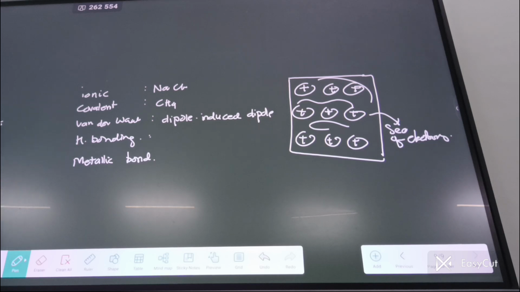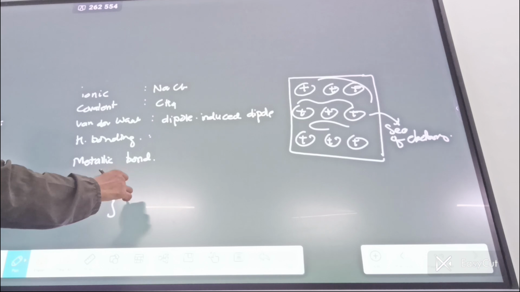So if you keep decreasing the temperature, the vibration will reduce. But even if you take the temperature to 0 Kelvin, to the lowest level practically possible, there will still be vibrations. We call that the zero point energy.